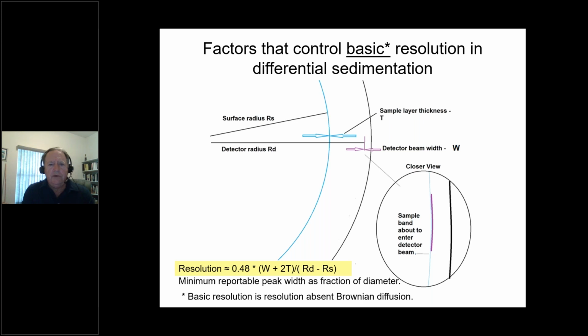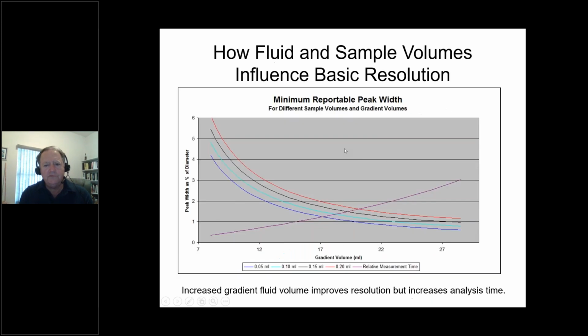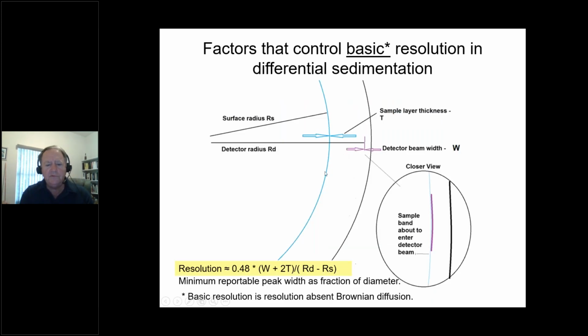Now there is a calculation that I call the basic resolution, and the basic resolution is what the instrument can report with no Brownian diffusion. And this simple equation here gives you an idea, where RD is the radius of the detector, and RS is the radius of the fluid surface. And if you look at this equation, you'll see something interesting. You can increase, if you want, the distance that the particles sediment, RD to RS, make the disk bigger, make the sedimentation take longer. And if you do that, you can get to extremely good resolution. In fact, you can get to resolutions essentially without limit if you're willing to wait long enough for the results.